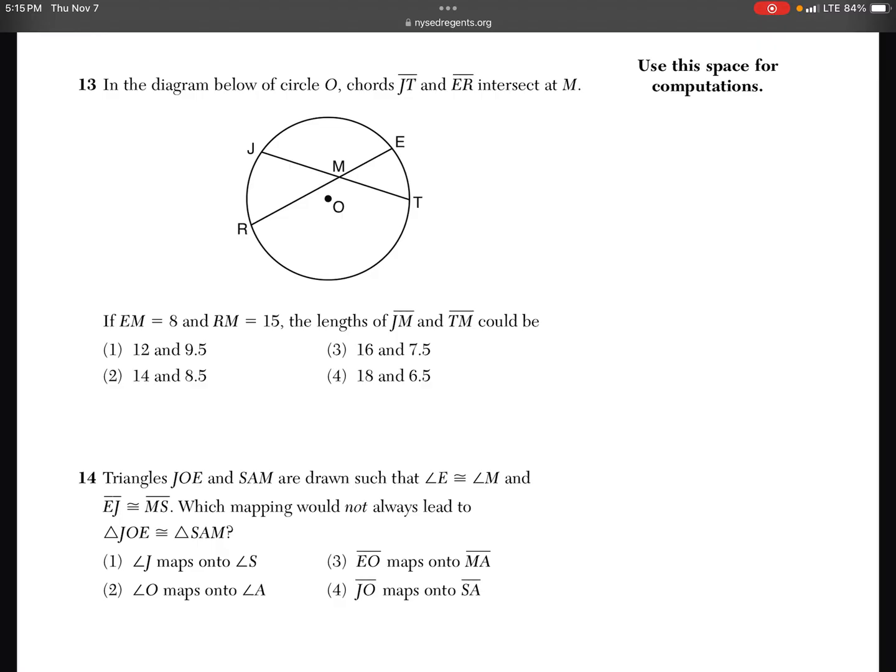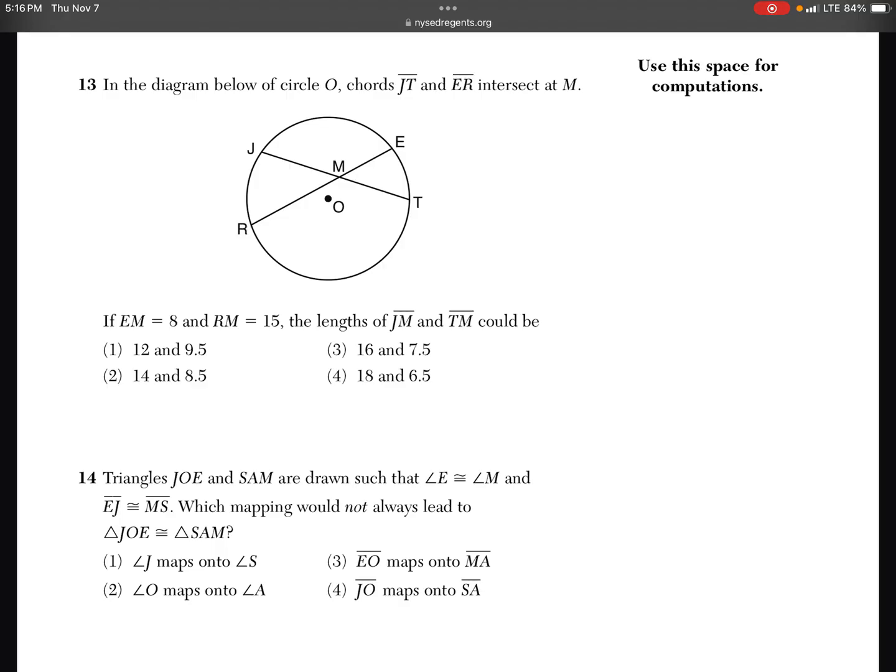So the lengths of JM and TM. So it is... Boy, why am I forgetting this? Shoot. All right. We are going to take a guess. I think I'm right. I think RM times EM has to equal JM times TM. So whatever multiplies to 120 here, and that would be, let's see, 16 times 7.5, that'd be, no, that's not it, 14 times 8, how about 18 times 6.5? That is 65 plus, nope, that's not going to be it either.